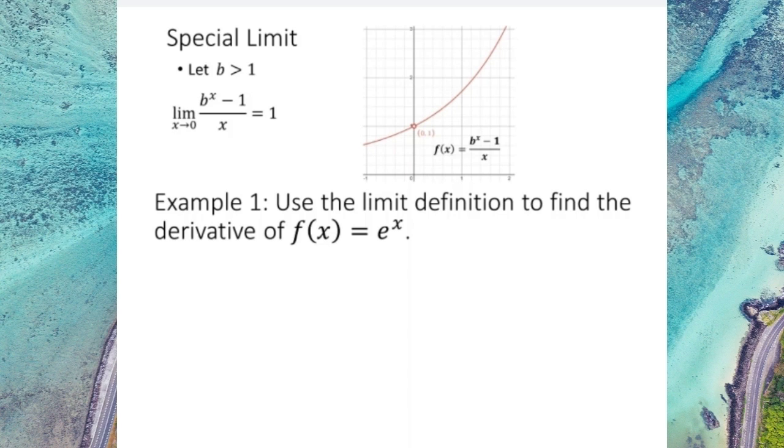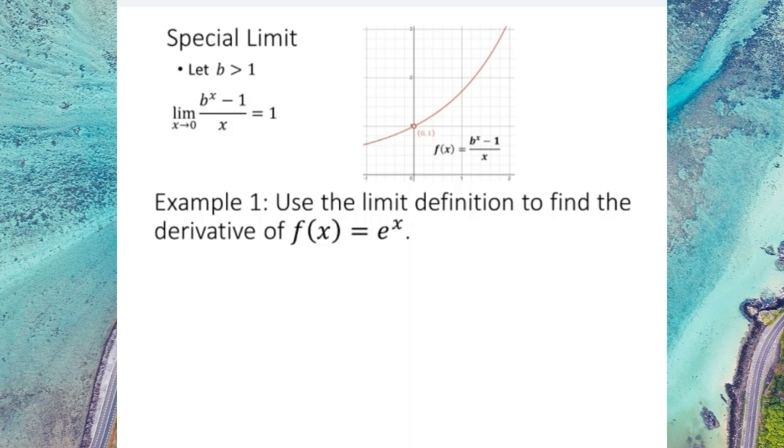And we're going to start specifically by using the limit definition to find the derivative of f of x equals e to the x. Before we do so, we do need a special limit, that being the limit as x approaches 0 of b to the x minus 1 over x will equal 1 when b is greater than 1. We would not be able to evaluate this limit through direct substitution because we do wind up with 0 over 0. And there is no nice interaction with exponential and polynomial functions that allow for cancellation.